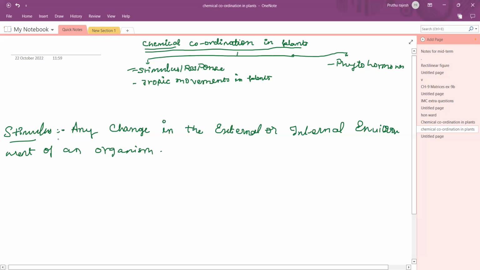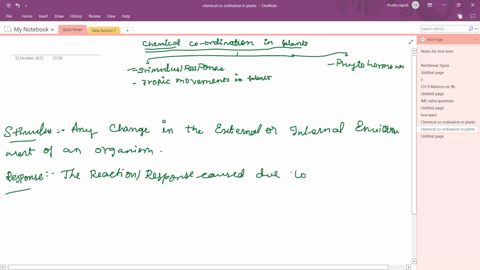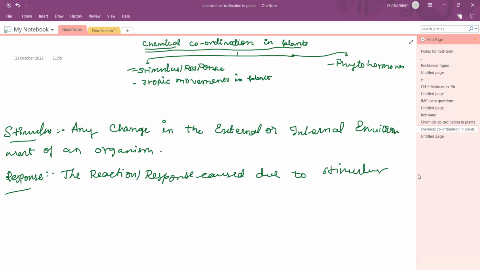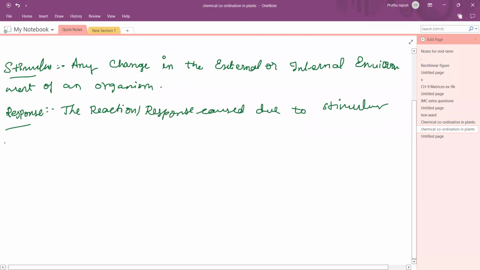So response, let me define that for you too. The reaction or response caused due to a stimulus is called response. Understood? So now let's move on to the next topic.